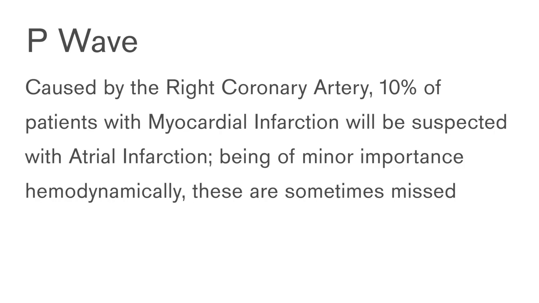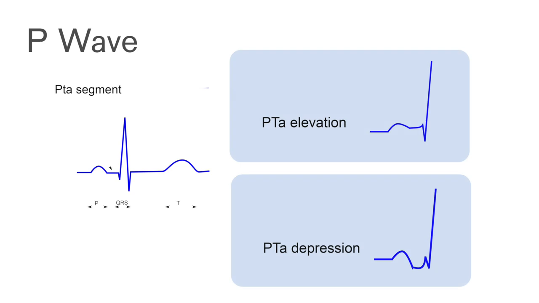Caused by the right coronary artery, 10% of patients with myocardial infarction will be suspected with atrial infarction. This being of minor importance hemodynamically, these are sometimes missed. In order to detect it from the ECG rhythm, the PTa depression or elevation is an indicator.